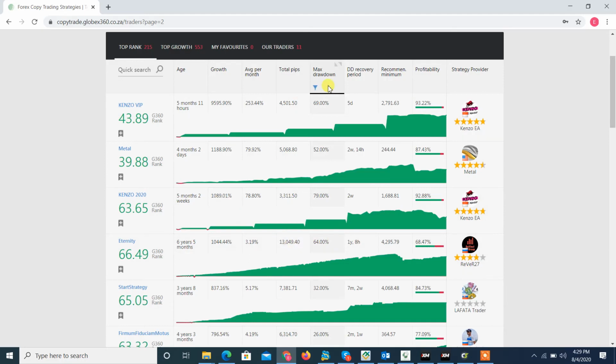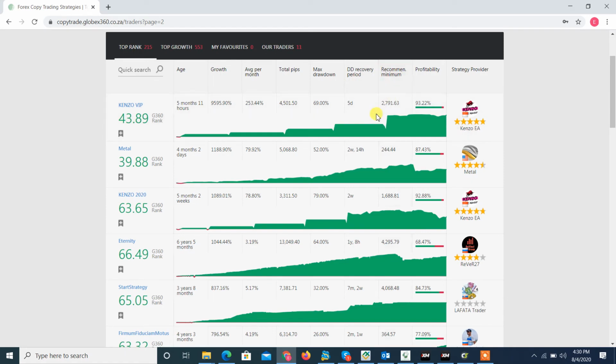And then you can look at the maximum drawdown. Personally, when I look at traders, I look at the maximum drawdown, because that lets me know how much of my account this particular trader will put at risk. And then there's drawdown recovery period. So how long they take to come back from a loss, that's the drawdown recovery period, right?